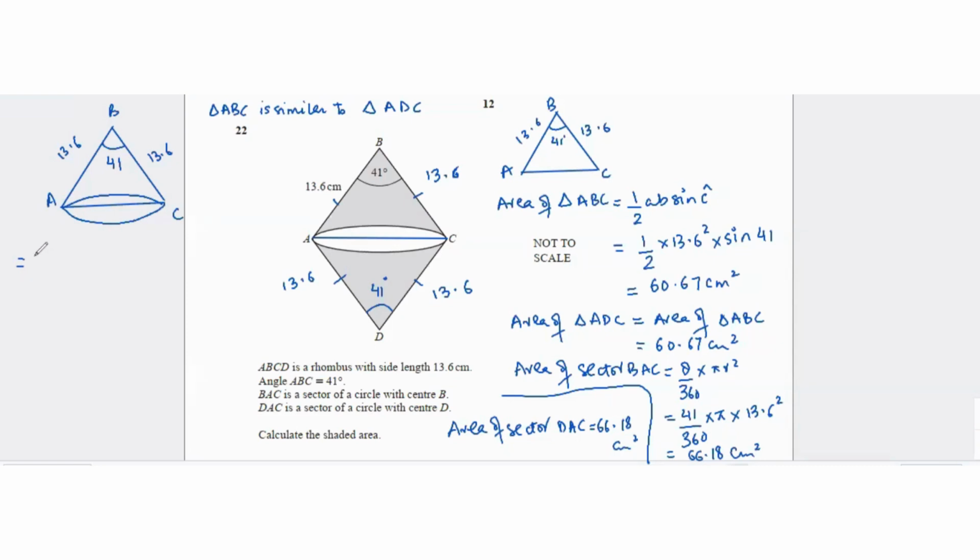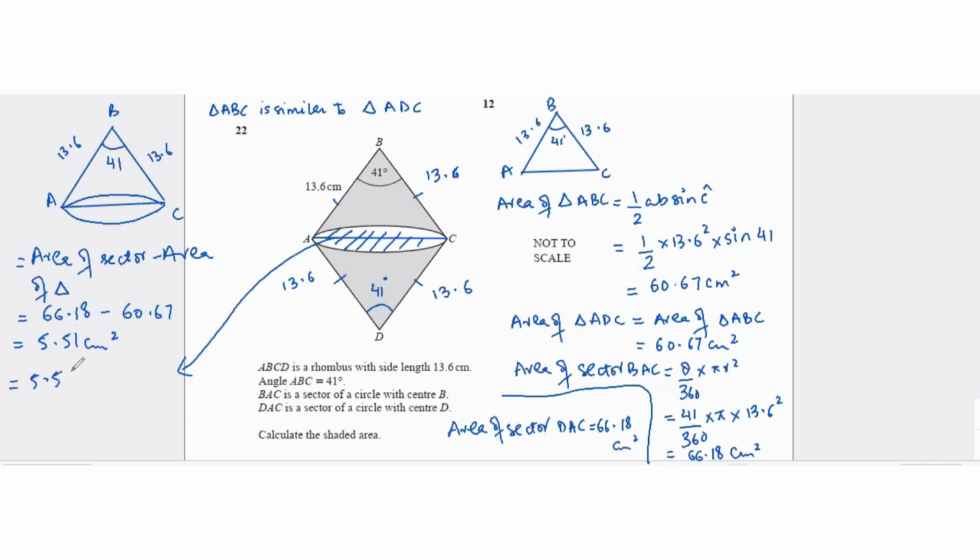So I'm going to subtract the area of the triangle from the area of the sector. So that's going to be 66.18 minus 60.67, which will give us 5.51 centimeters squared. To get the area of this part over here, I will do 5.51 times 2, because we have two parts over here, this part and this part, which is going to give us 11.02 centimeters squared.